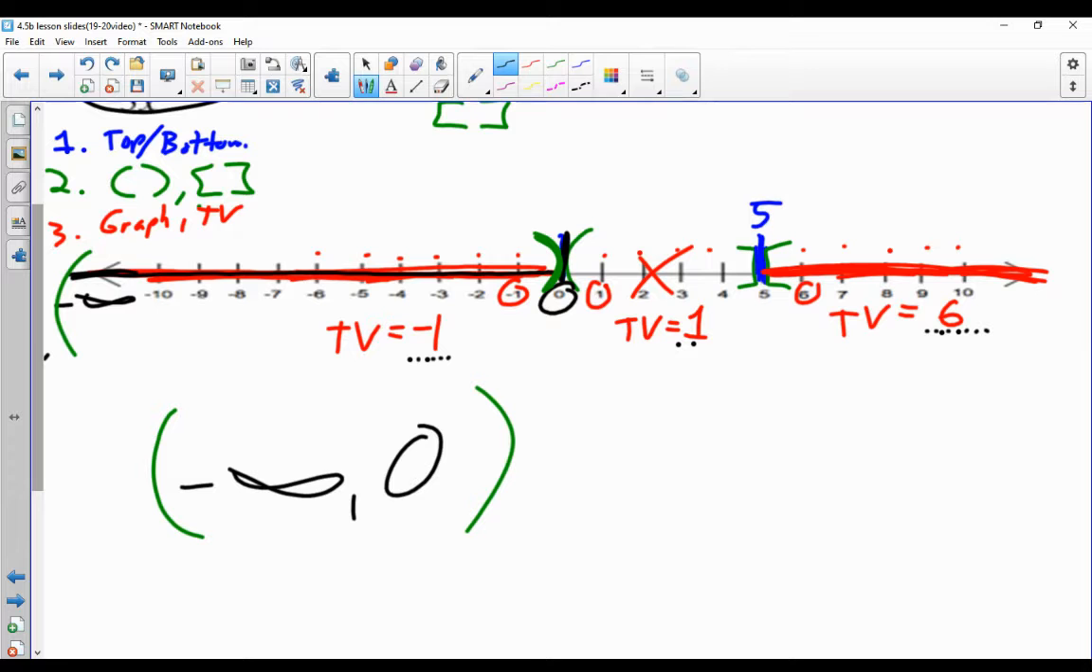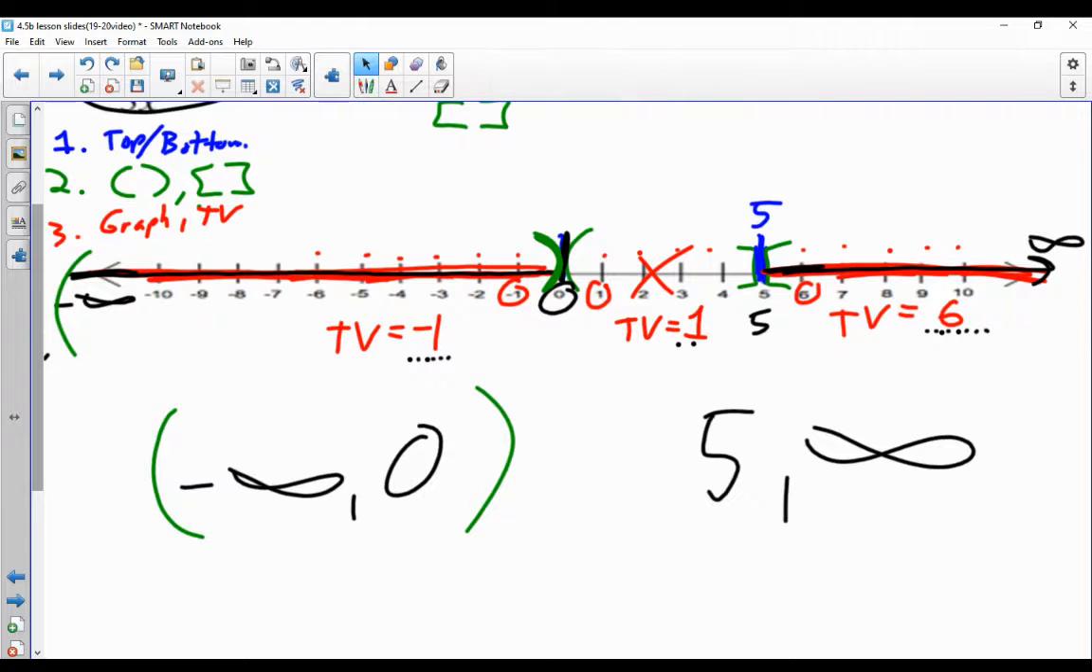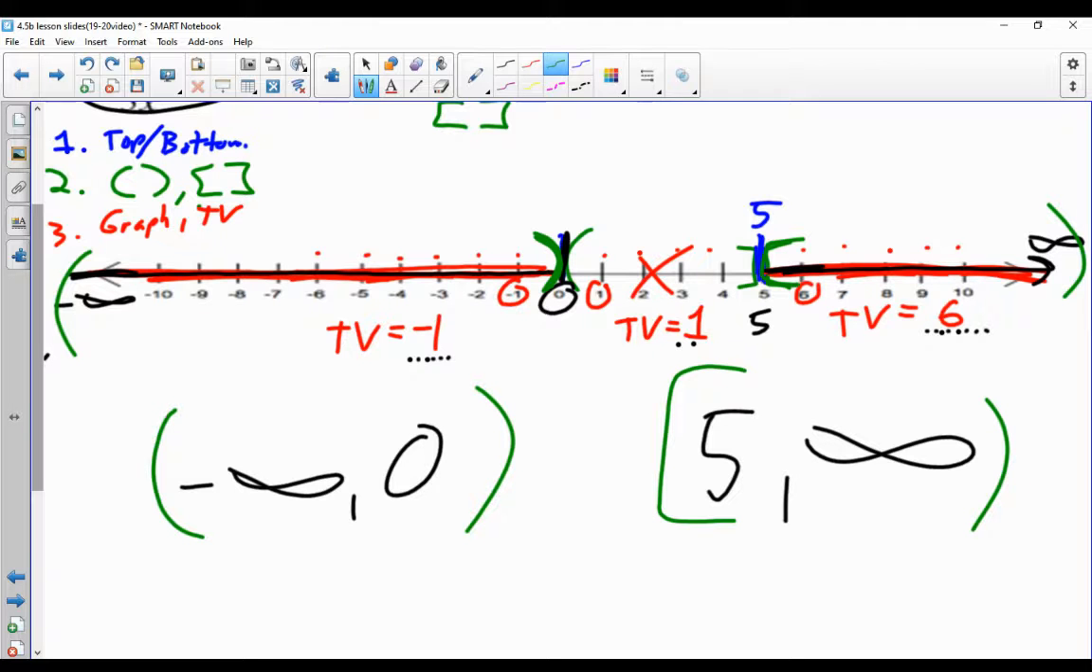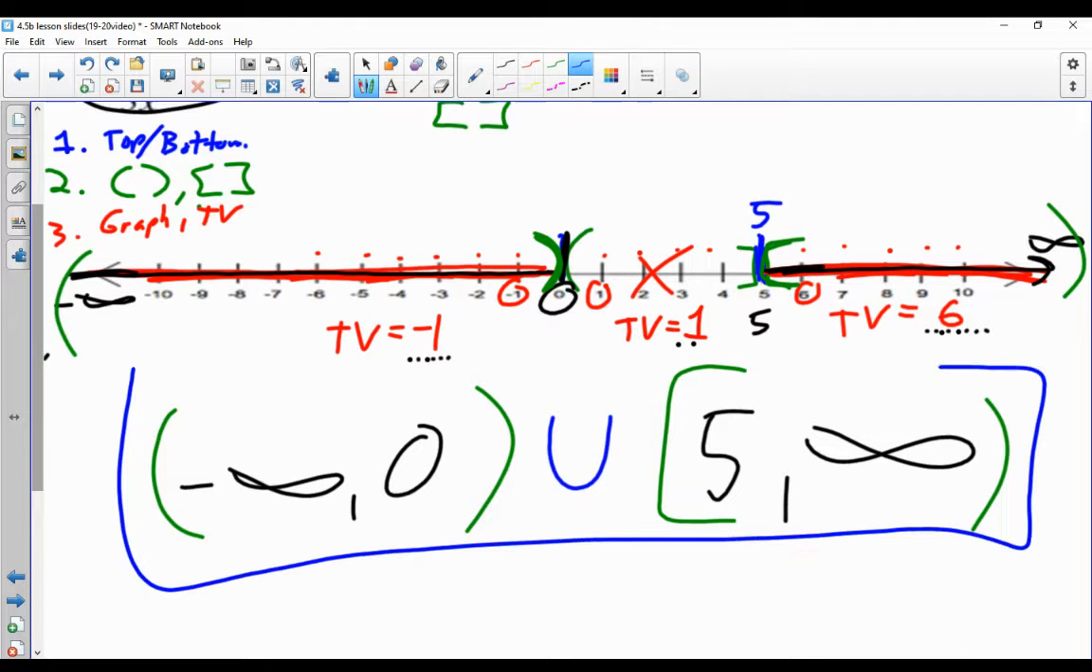Now our second interval, we shaded from 5 all the way to positive infinity. So 5 to infinity is our second interval. For open or closed, infinity is always open. At 5, we have a closed bracket. And of course, we got 2 intervals as our answer, so you put a union symbol in the middle, and you have your answer, just like that.